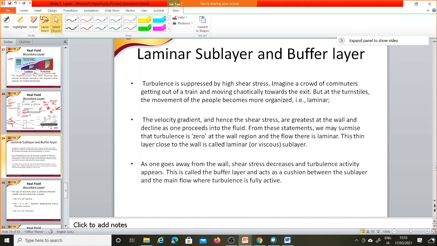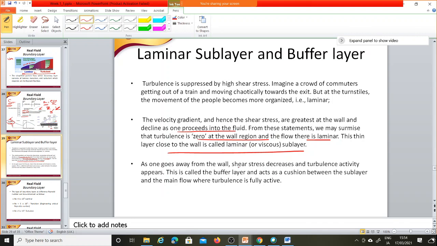For example, it says that the velocity gradient gives the shear stress, and the greater the wall shear, the more it declines as this proceeds into the fluid. From this statement we may summarize that the turbulence is 0 at the wall region, and the flow is laminar. This thin layer close to the wall is called the laminar sublayer. There is no turbulence there, and we consider the velocity profile linear, so that's why we have the laminar sublayer.